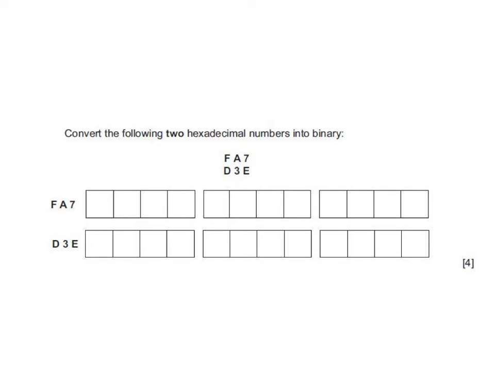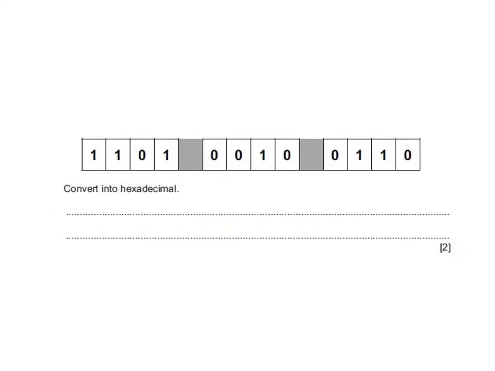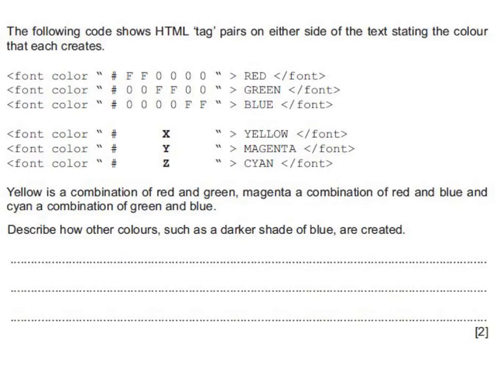Again, same problem as before, FA7D3E, so F is obviously 1111, A is 10, 1010, 7 is just 7, so that's 0111, D would be 13, so we get 1101, 3, nice and straightforward, and E is 14, which is 1110. Nice and easy. Convert into hexadecimal, take each one. Maybe for these, hopefully you've paused it and just given yourself a chance to do it. So D26, nice and straightforward.